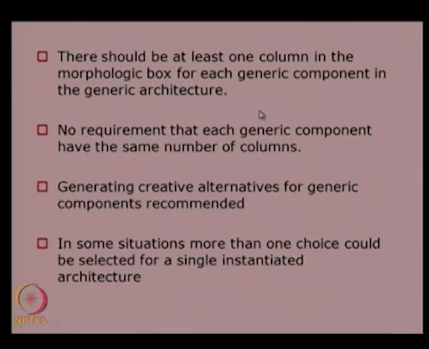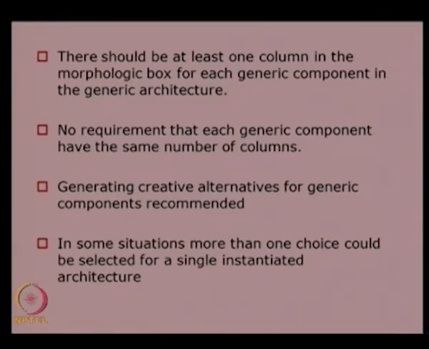But there are some points to be noted and taken care of while developing the morphological box. There should be at least one column in the morphological box for each generic component in the generic architecture. So we have many generic components, and at least one column in the morphological box for each generic component should be there. Then only can we develop the alternatives. For every generic component we should identify the alternatives. The meaning of this statement is that every generic component should have many alternatives, or at least a few alternatives should be identified for generic components.